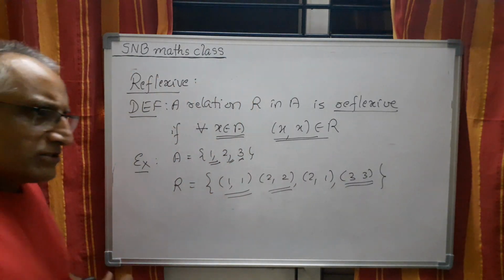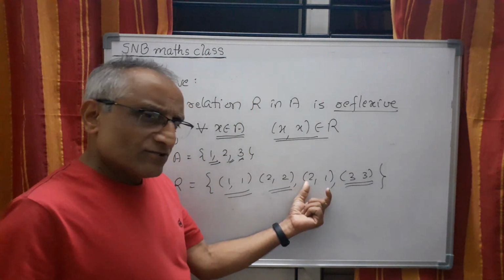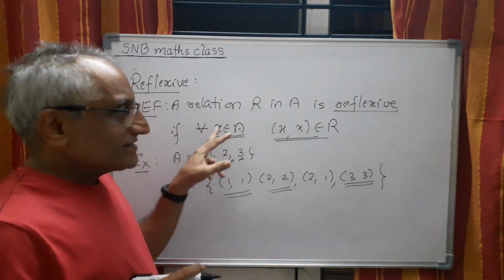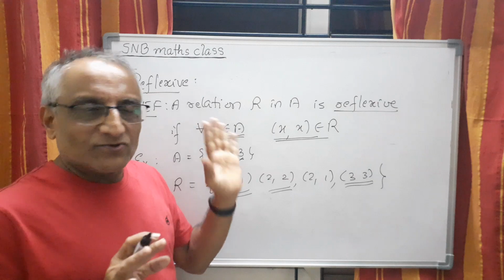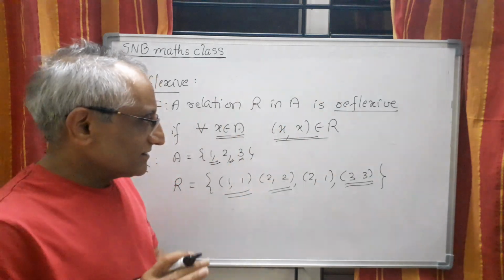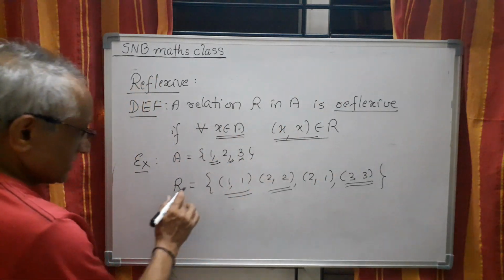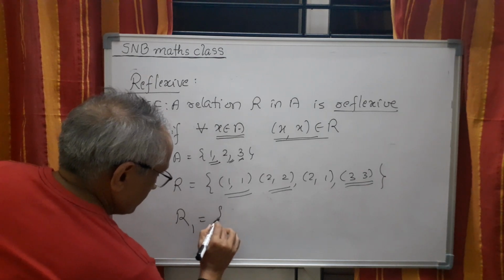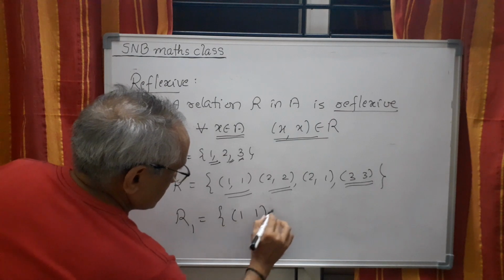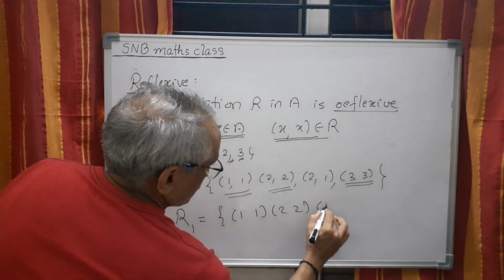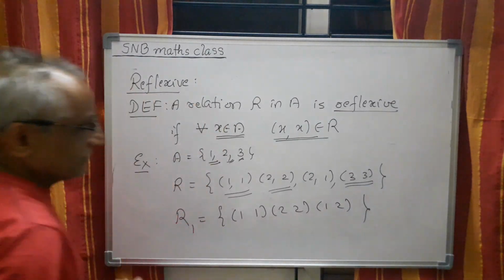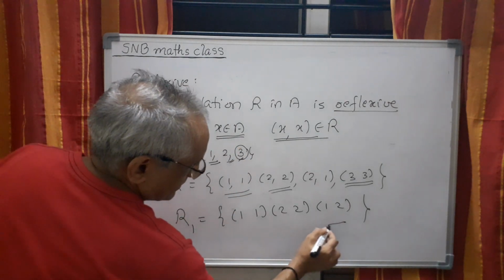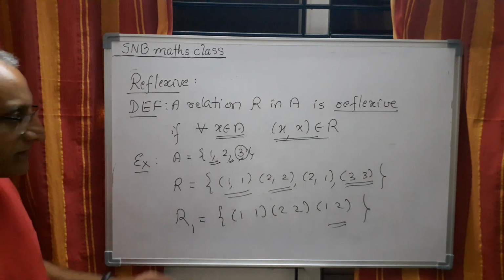Now you may have one small doubt here. Sir, (2, 1) is there, what to do? Don't worry. This condition says whenever x is there, (x, x) must be there. That's all. So don't ask whether other types of elements are there. That is not our concern. So this is reflexive. Now suppose I take another relation R1. If I write (1, 1), (2, 2), then (1, 2). So definitely it is not reflexive because 3 is here, but (3, 3) is not found here. Therefore, it is not reflexive.